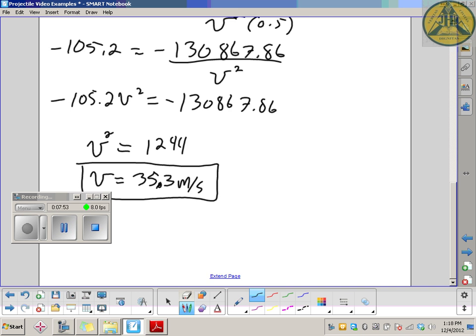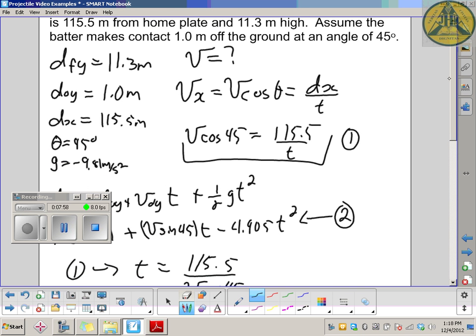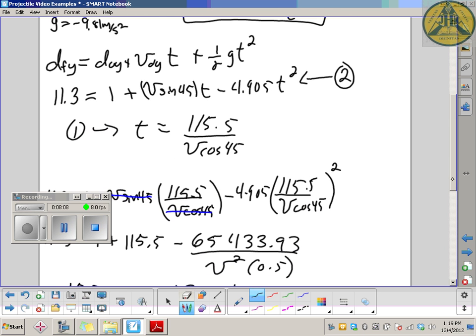Recap once again. Given initial information, we set up our horizontal component relationship with displacement and time, rearrange, solve it for time, substitute that into our equation for the final position in the y direction so that we have one unknown variable and one equation. The unknown variable is the velocity. And you work it out, and well, great things happen.